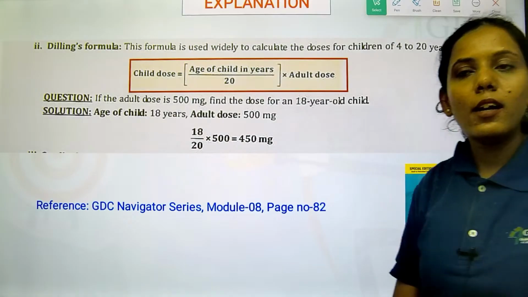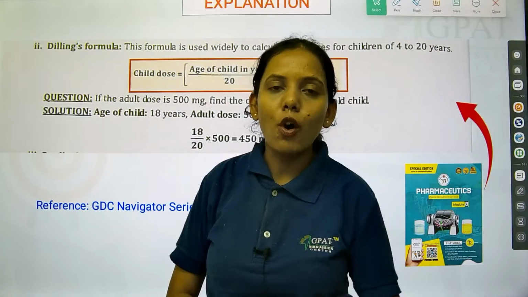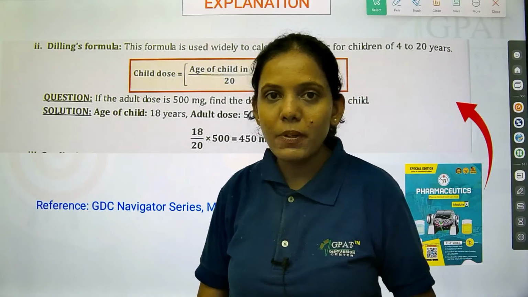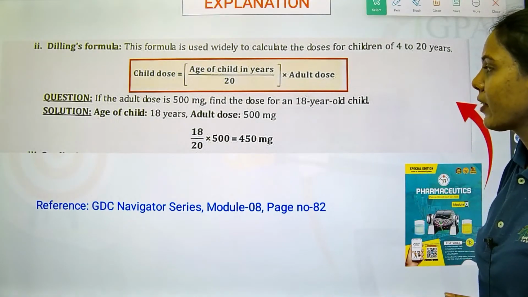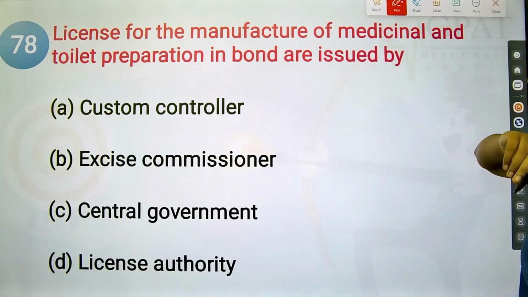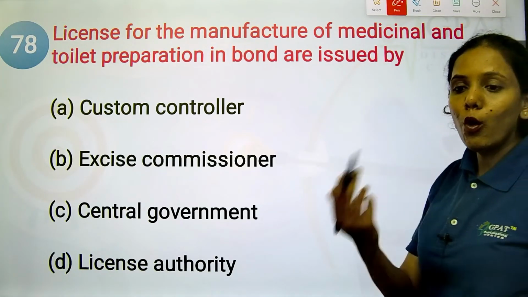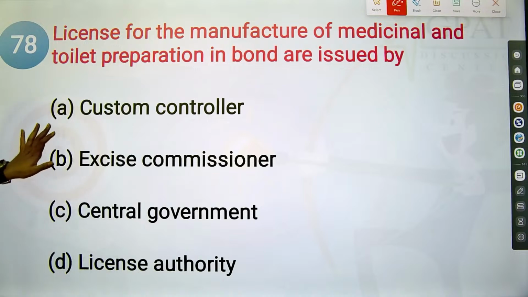What is formalin? Formalin is nothing but a 40% solution of formaldehyde. That acts as a preservative. Okay. Next is, license for the manufacture of medicinal and toilet preparations in bond are issued by. Who will issue the license for the Medicinal and Toilet Preparations Act for the bonded laboratory? Option A is customs control, option B is excise commissioner, option C is central government.